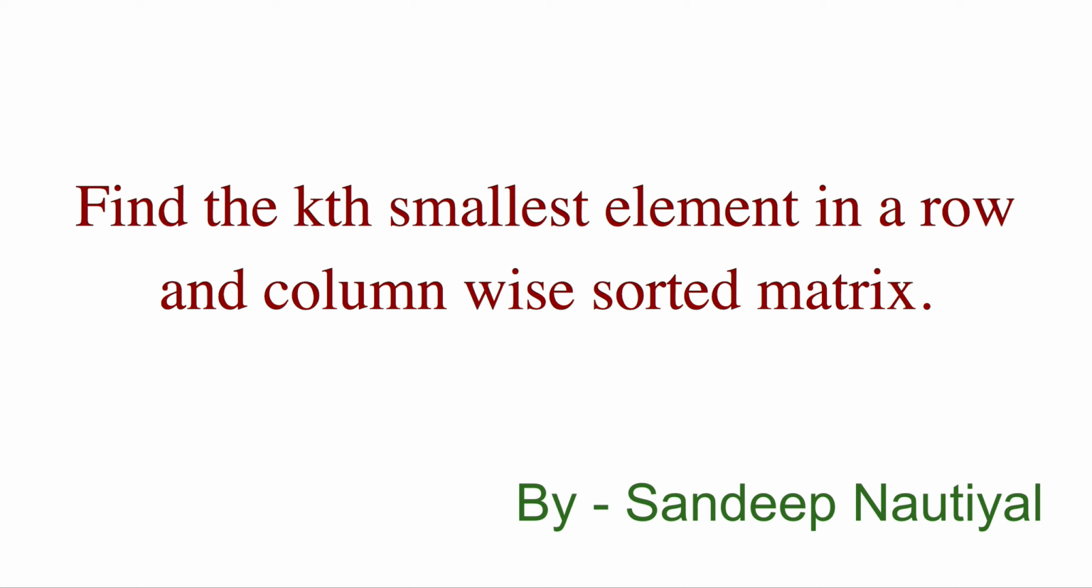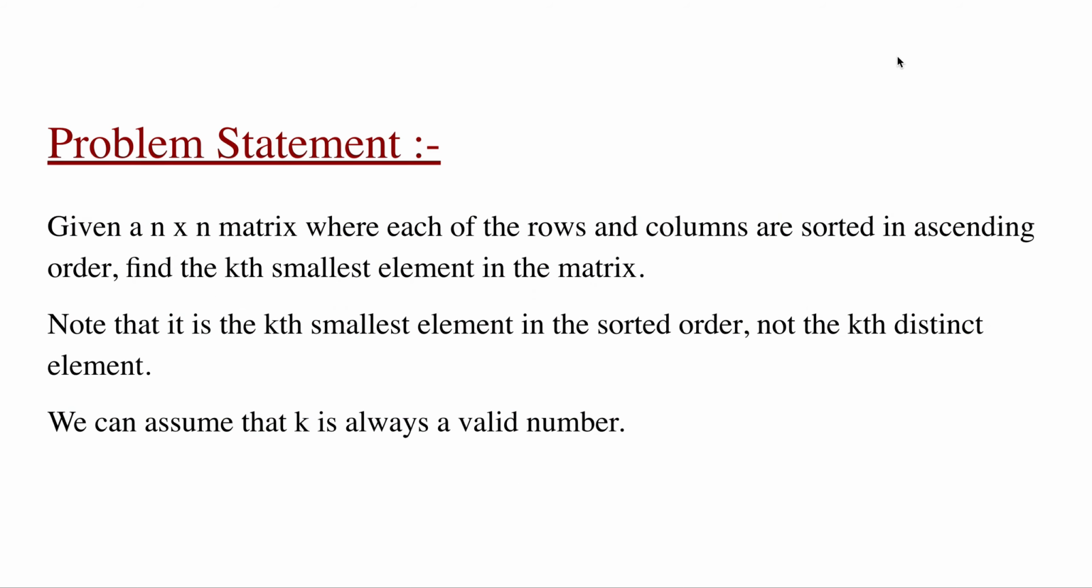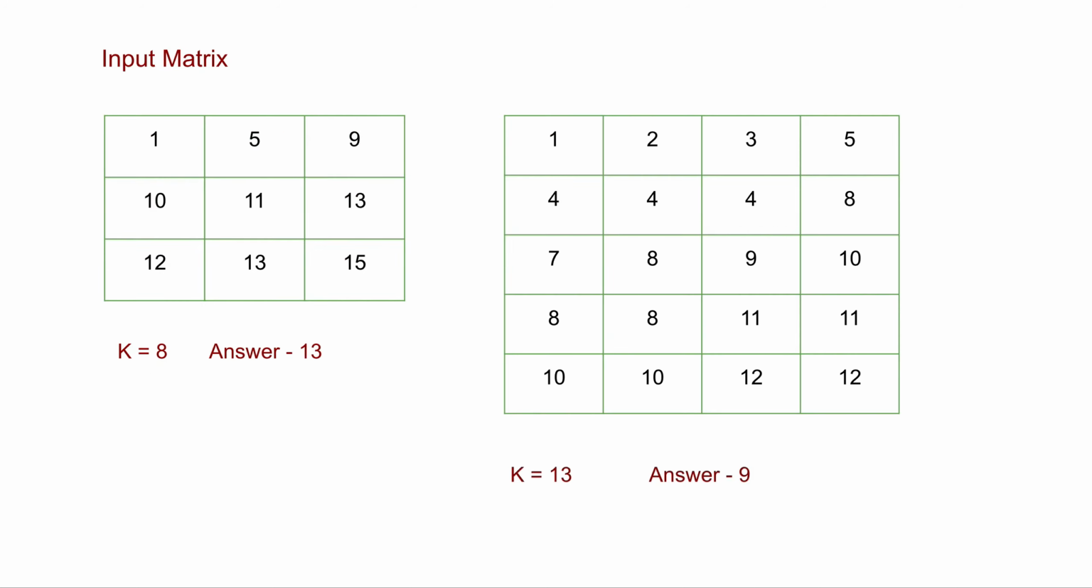The problem that we'll be solving today is find the kth smallest element in a row and column wise sorted matrix. So if you are given a matrix that is sorted in ascending order, both row wise and column wise, we have to basically find the kth smallest element in the matrix. Here we can assume that k is always a valid number. Let's first consider these examples for understanding the problem statement better.